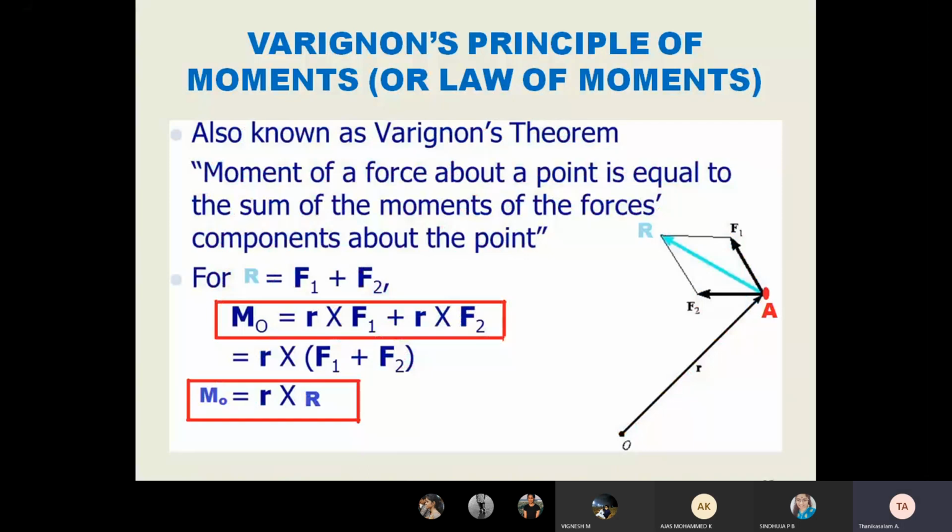See the diagram. At point A, two forces are acting, F1 and F2. I replaced F1 and F2 with the resultant R. Taking moments with respect to O, the moment of the resultant force is R into r, force into distance. R into r equals the summation of individual force moments, that is, R into F1 plus R into F2. Simply, the resultant force moment about any point is equal to the summation of individual force moments about the same point.